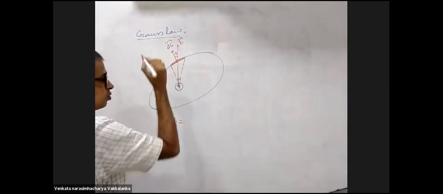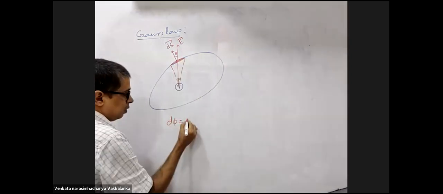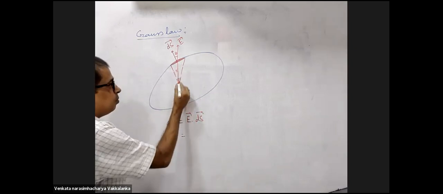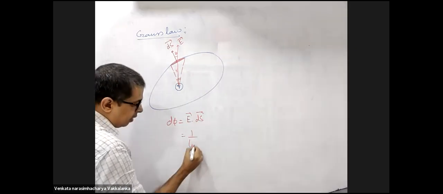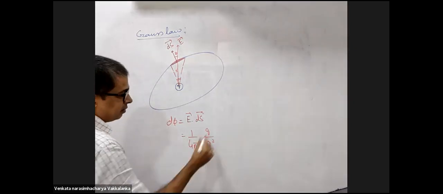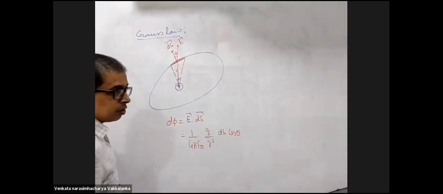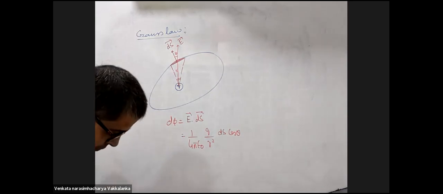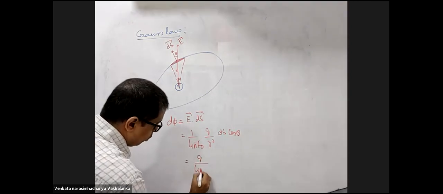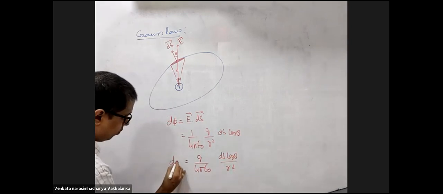What will be the flux through this area? Tell me. E dot ds. I take this distance to be r. E will be 1 by 4 pi epsilon naught q by r square, ds cos theta. So far, so good. Yes or no? Yes, sir. Q by 4 pi epsilon naught ds cos theta by r square will be d phi.